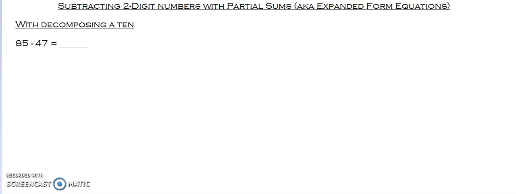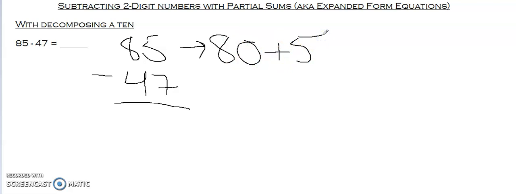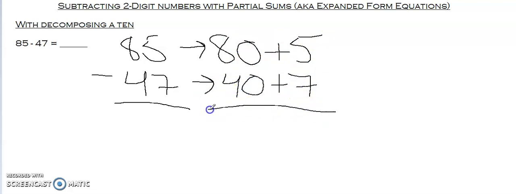So let's see, we have 85 minus 47, so we will stack those just like we did in the first example. And then off to the side, we are going to put the expanded form equation. So 85 expanded form is 80 plus 5. 47's expanded form is 40 plus 7.